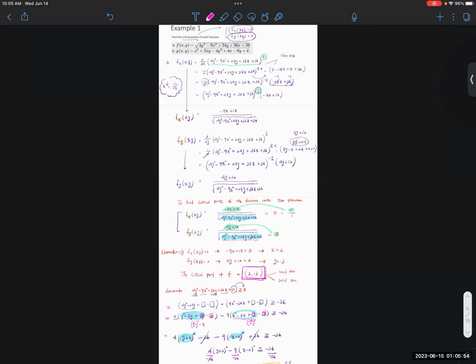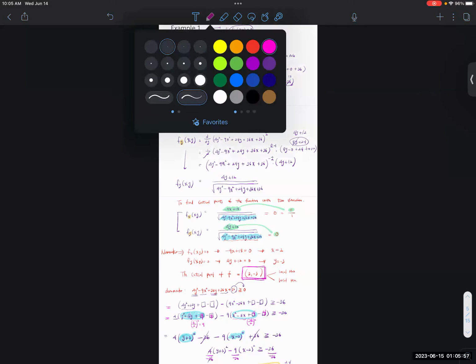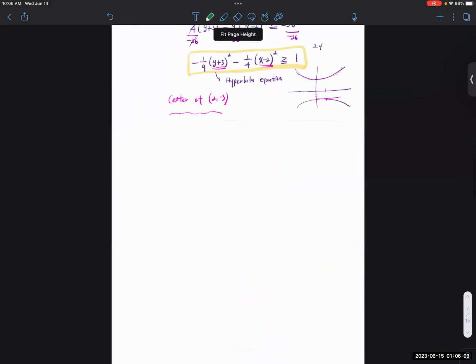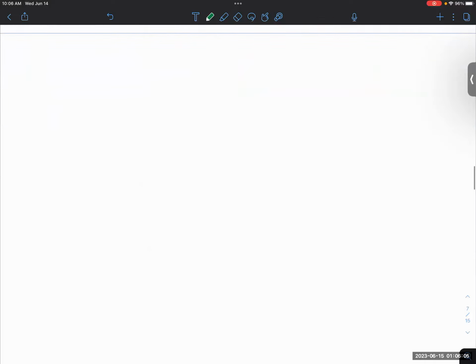Let's take a look at one more, letter B. I'm going to bring this one all the way down. So let's do B. The equation is g, again a function with two variables: x² + 2xy + 4y² + 4x - 6y + 4. Let's just find the critical points.